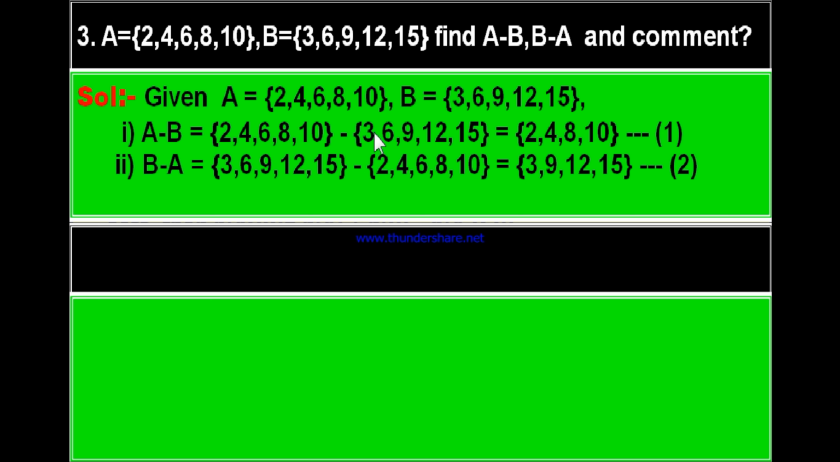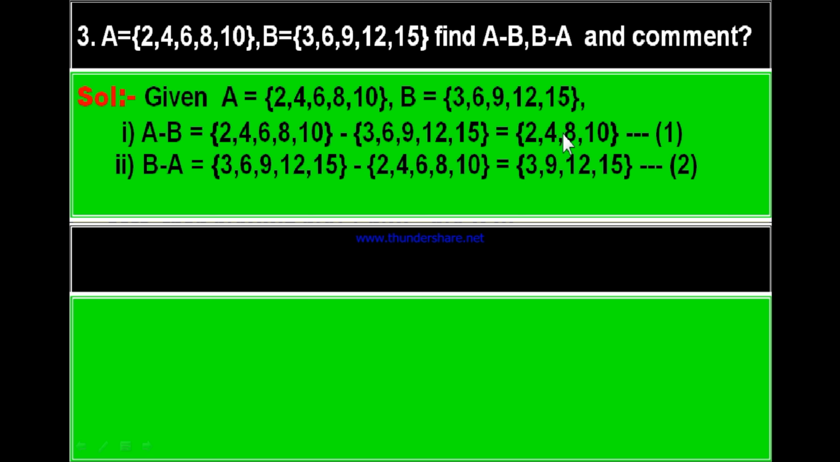Similarly, in the first case also, cancel the common elements from both the sets. 6 is common, then cancel it. Then what is left in the first set? 2, 4, 8, 10. Therefore, A minus B is set 2, 4, 8, 10 and B minus A is set 3, 9, 12 and 15. Like that also you can find A minus B and B minus A very easily.